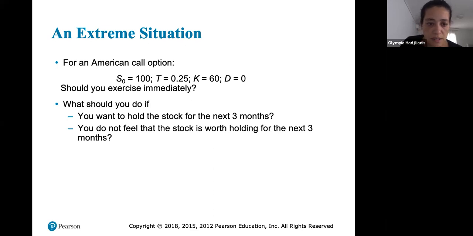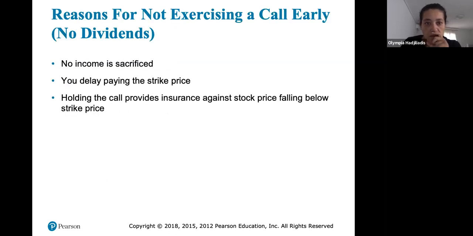So the reasons for not exercising a call early when there are no dividends are that there's no income that is sacrificed and you delay paying the strike price. Holding the call provides insurance against the stock price falling below the strike price.